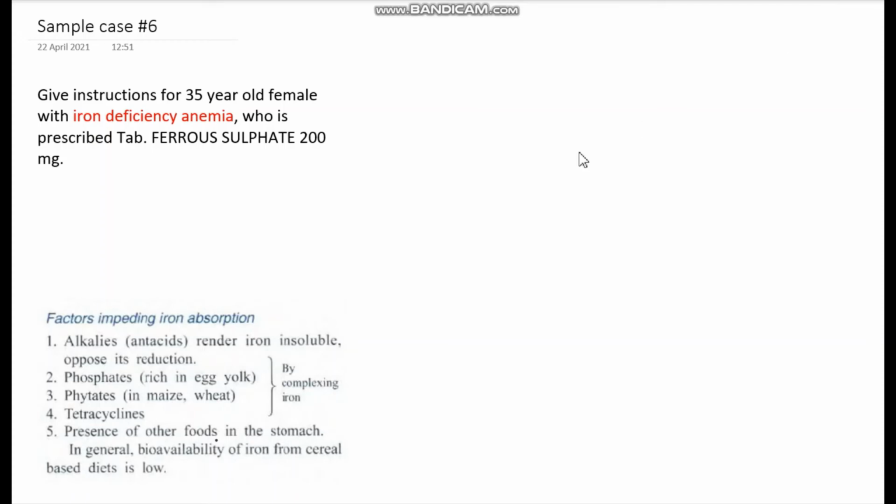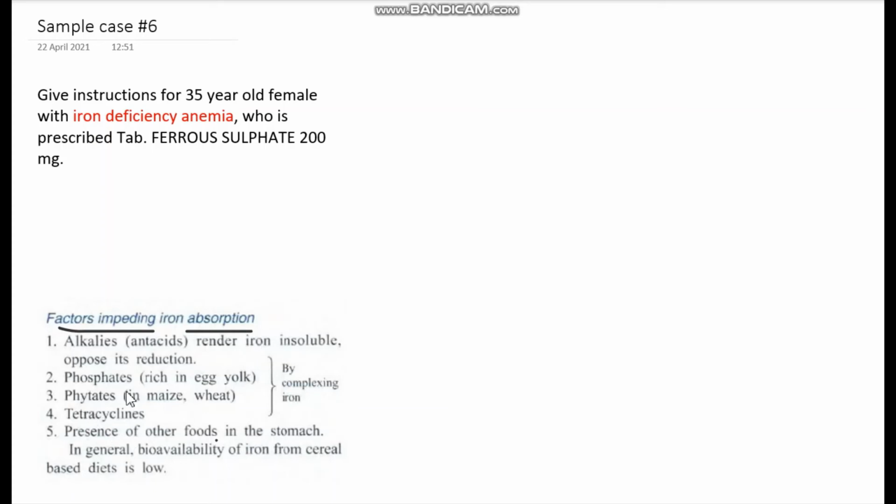The first thing is regarding its absorption. So there are a lot of things which impede the iron absorption, and you have to tell the patient to take this drug before the food ideally, or after the food if the patient is experiencing a lot of gastric symptoms like gastric upset, bloating, and pain in the stomach, etc. So the patient can take it after food. Otherwise, it has to be taken before the food, but never with the food. Mind my words, never with the food.